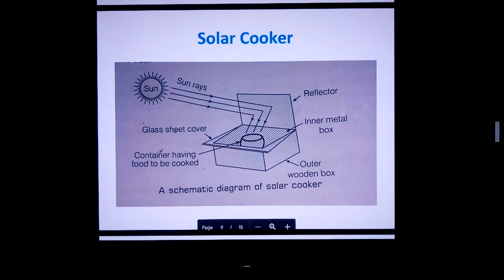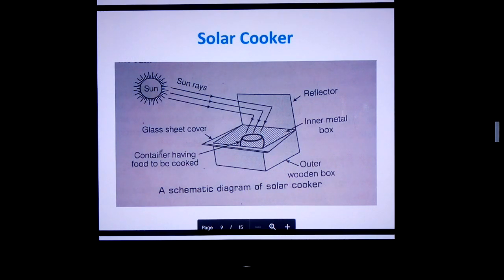So you could see the sun's rays falling onto the glass sheet covered on it. A reflector. Reflector is nothing but a plain mirror there. You can see the container having food to be cooked inside. This is a schematic diagram. So it's the outer wooden box. In a microwave we have a front door, here it is on top.